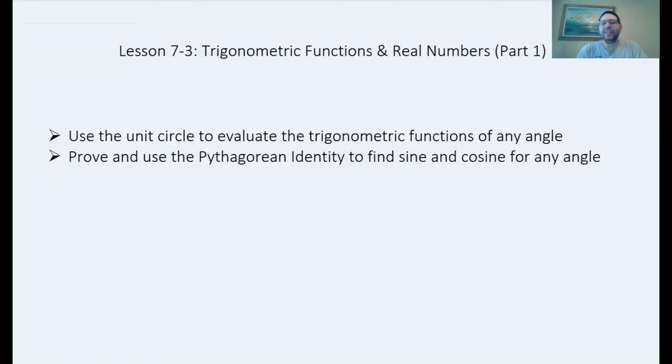Hello class, welcome to this lesson on 7.3, trigonometric functions and real numbers. We're going to split this lesson into two parts, and we're going to be talking about part one today.